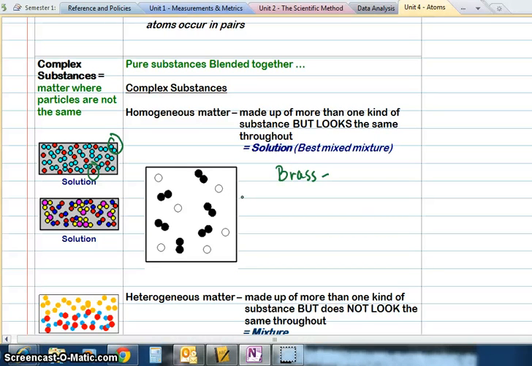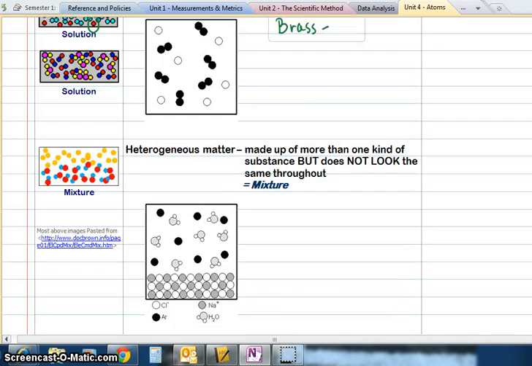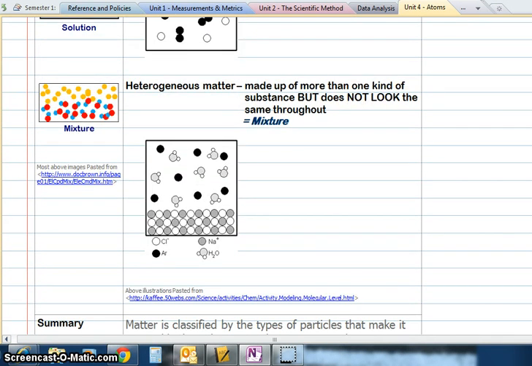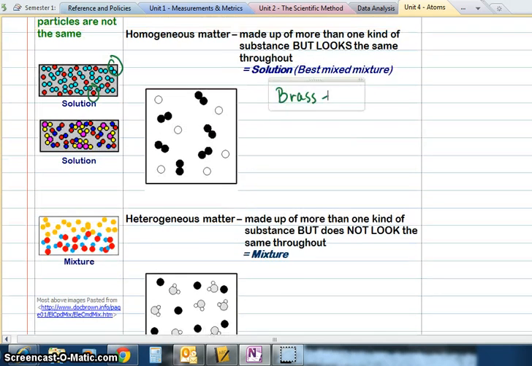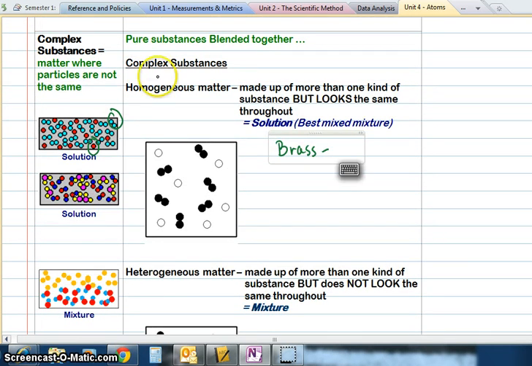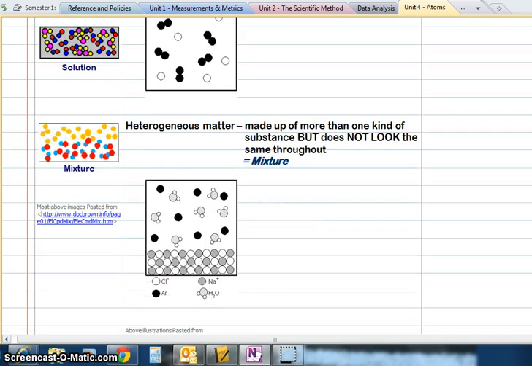All right, and then the most complex substance, which I think solutions are the most complex, but on our hierarchy, is heterogeneous matter. Oh, I'm sorry, I totally skipped over this fancy terminology. Homogeneous matter, homo meaning the same, geneous meaning type, the same kind of matter throughout. And then we would say heterogeneous, hetero meaning different. So this is matter that is different.